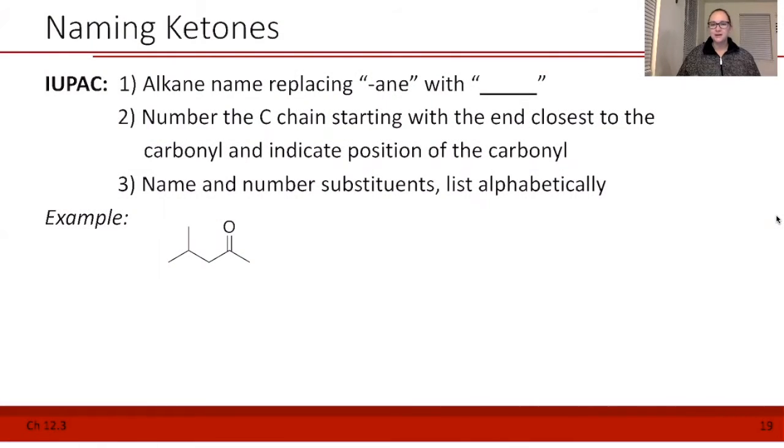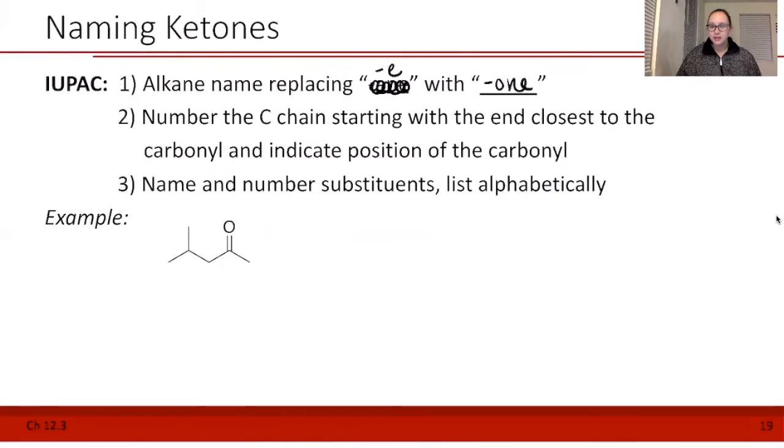Okay, guys, so we're going to learn how to name ketones now. In the IUPAC naming system, we are going to use our same alkane name for our base chain. And again, there's a typo on this slide. I apologize. We're going to replace the E in the alkane name with O-N-E. "One" is how you pronounce it.